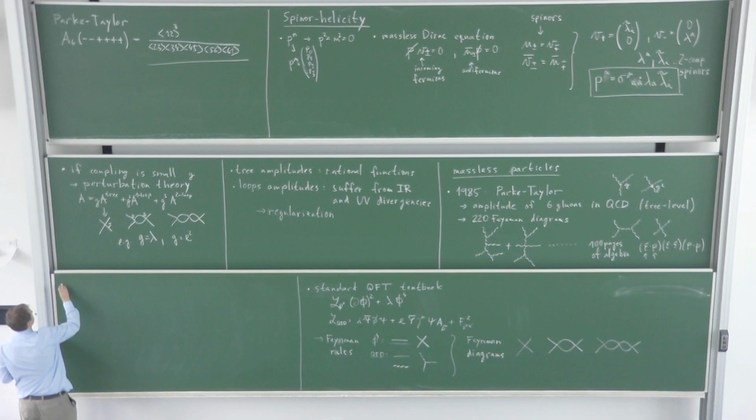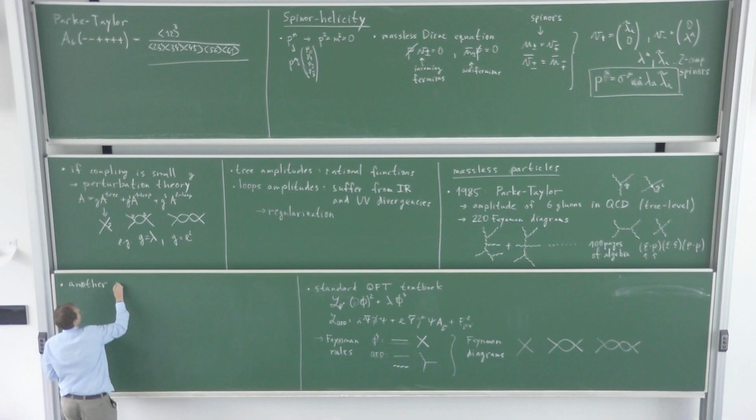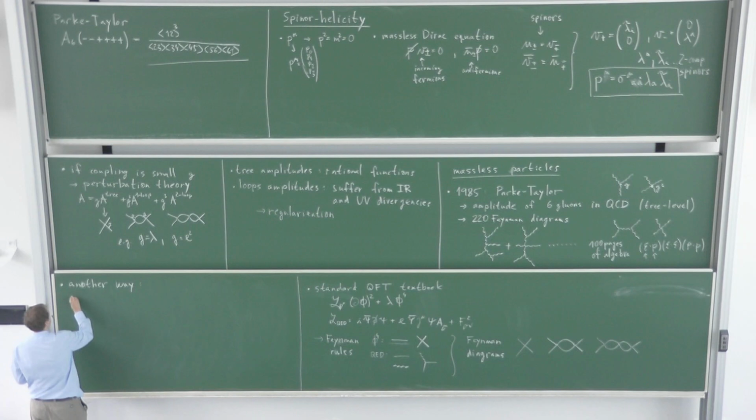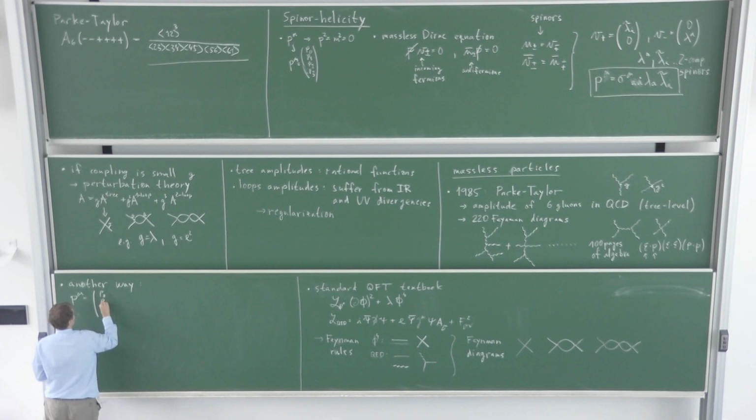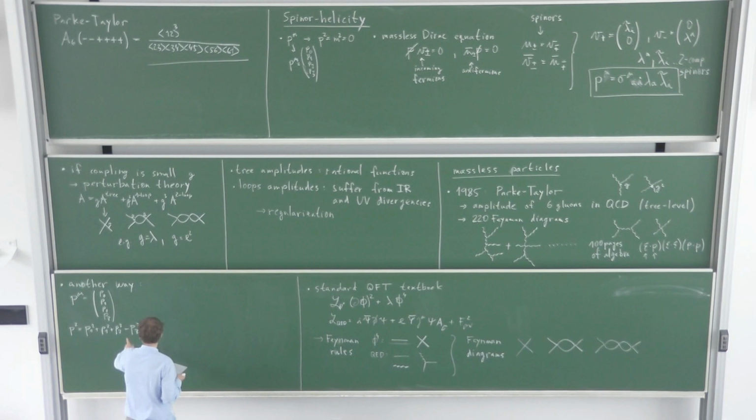So another way to look at how to arrive at this representation of the momentum is the following. We have again the four momentum P^mu as P0, P1, P2, P3. And we also know that P square equals P0 square plus P1 square plus P2 square minus P3 square, depending exactly on what type of metric you use. Here I use the one with P3 having the minus sign.